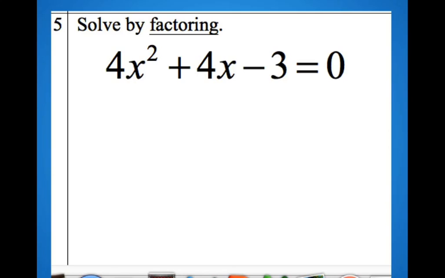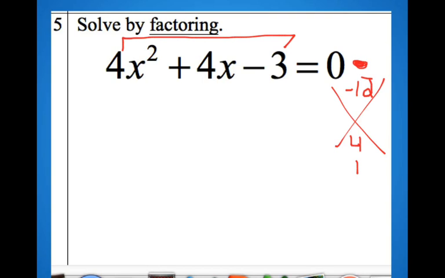Solve by factoring. This one is not the easier kind of factoring. It's the kind of factoring where you have to multiply the first number times the last number first, and then you can try to figure out what the numbers are. So they need to multiply to be negative 12, and they need to add up to be 4.